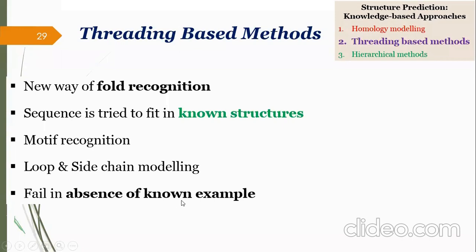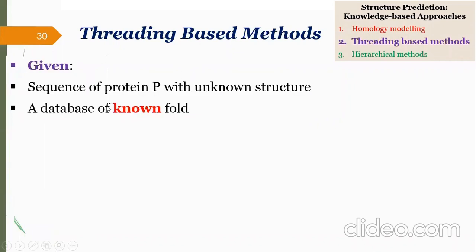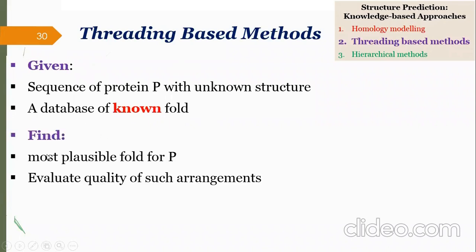And fail in the absence of a known example. If we don't have a known example, this threading method will fail. So in this, the given is a sequence of protein P with unknown structure and a database of known folds. So here the known fold database will be given.